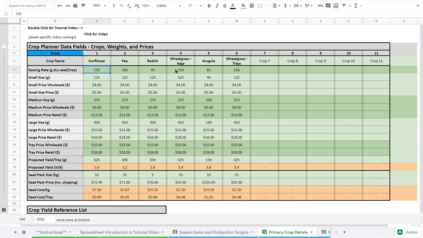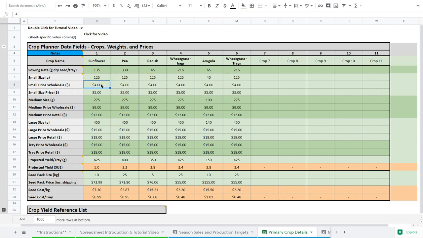This spreadsheet accounts for you having three different sizes of packaging: a small, medium, and large size. And here they're 125 grams, 275 grams, and 450 grams. So 450 is about a pound. This is a little less than one third of a pound. For production I only use two sizes, small and large, but some people like a medium, so it's in there. The next thing is pricing.